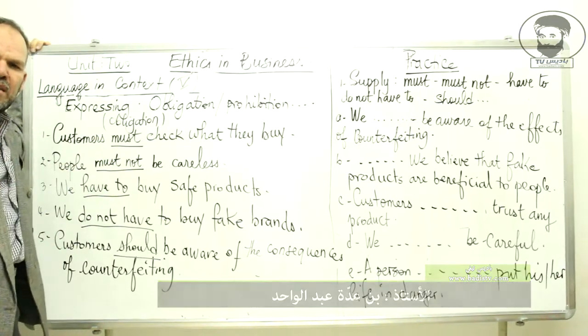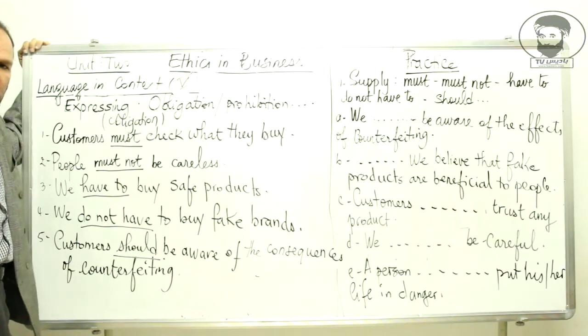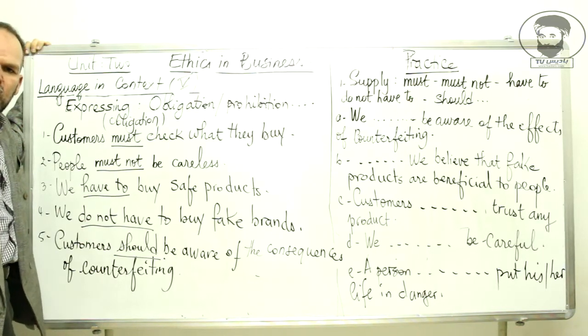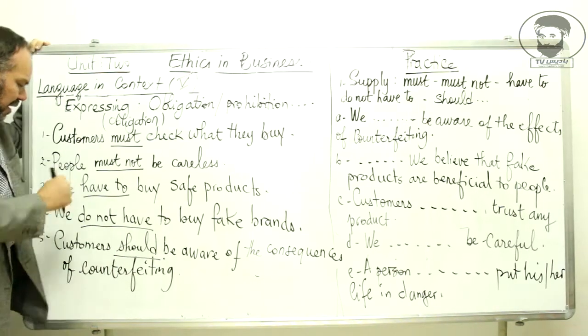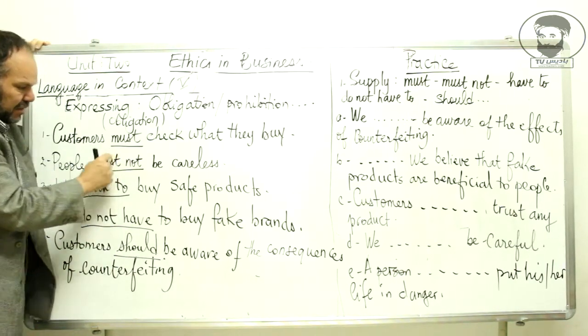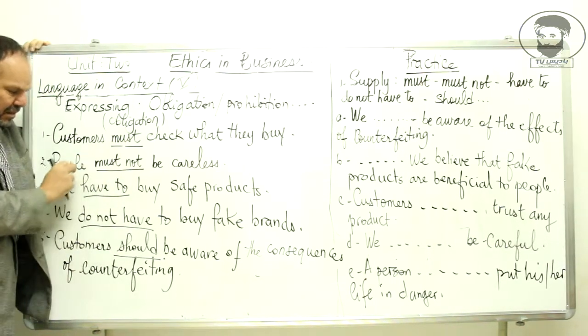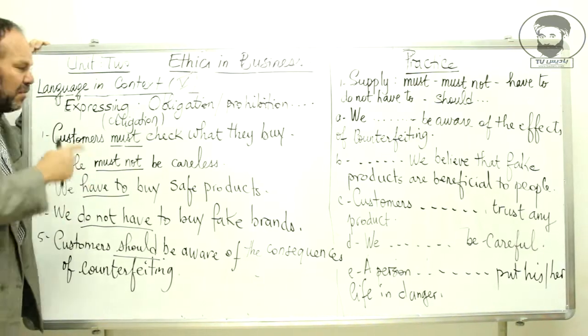Now, when you want to express something that you are urged to, for example, for you as pupils, you must read, you must do your homework, you must work hard. Why? Because it's an obligation for you to succeed. Now, people must not. This is must, and this is must not. Must not is the negative form of must. So must not means being in the negative form of the obligation.